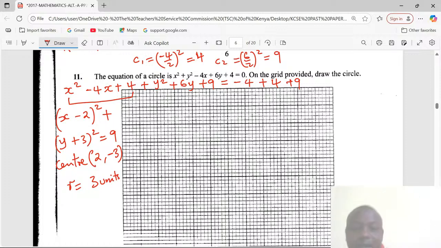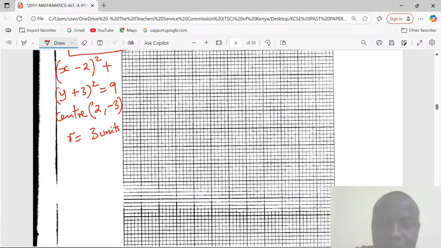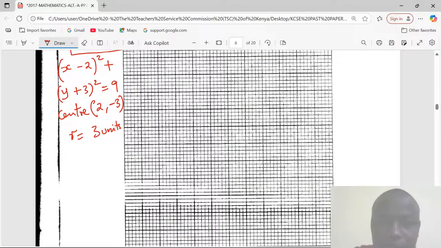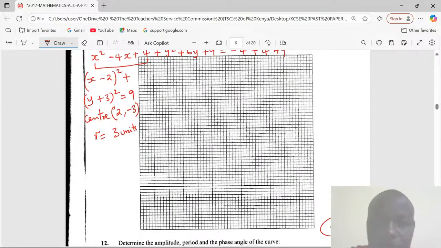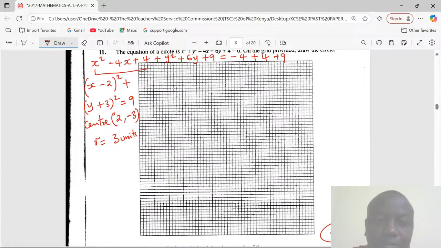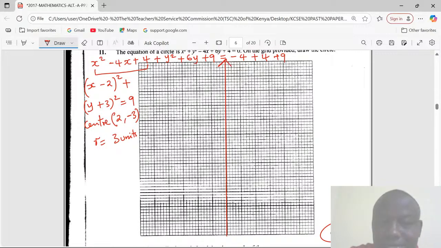Wow. Now that we have the radius and the center, this circle can be drawn. This circle can be drawn in this way. We just need to draw the Cartesian plane. This is the y-axis.